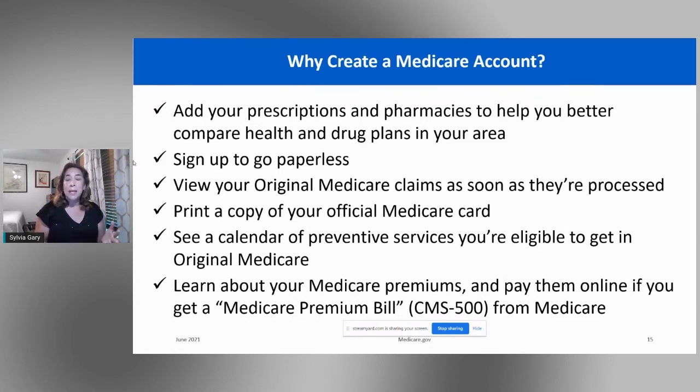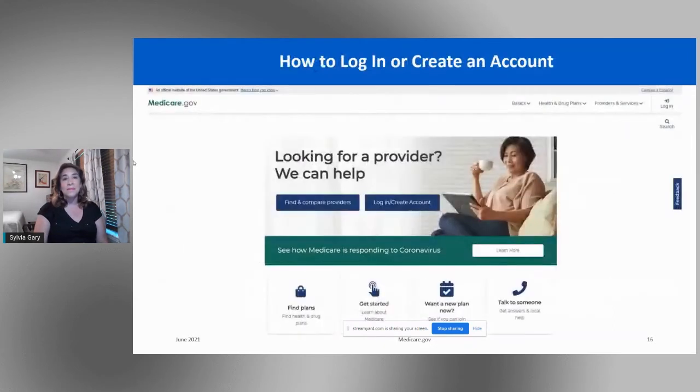If you're in Original Medicare, which is the fee-for-service option, you can see your claims as soon as they're being processed. You can print another copy of your Medicare card if you lose it. And there's a calendar of preventive services that you may be eligible for in Original Medicare. You can also pay your Medicare premiums if you receive a bill, and you can also learn about Medicare premiums all from your Medicare account.